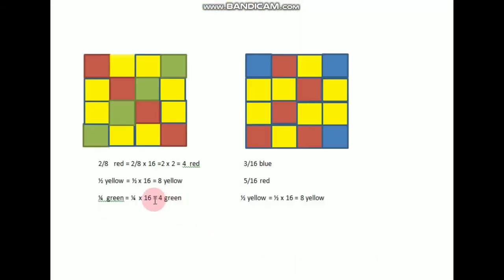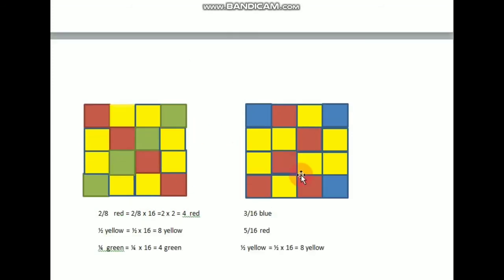So let's do it. Here 2/8 red, that means 2/8 into 16 is equal to, 8 2s are 16, so we can write 2 2s are 4, so 4 red, 1 2 3 4 red. Then half yellow means 1/2 into 16, so 2 8s are 16, that means 8 yellow, 1 2 3 4 5 6 7 8 yellow. And then 1/4 green, that means 1/4 into 16, so 4 4s are 16 is equal to 4 green, 1 2 3 4 green.